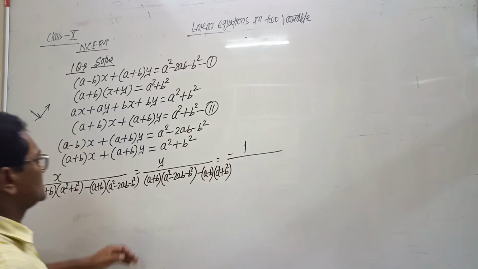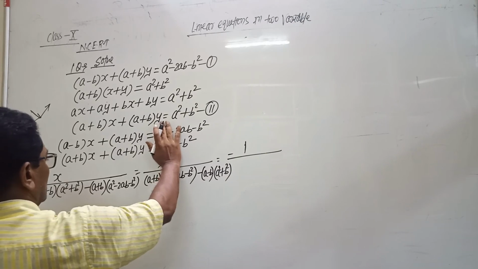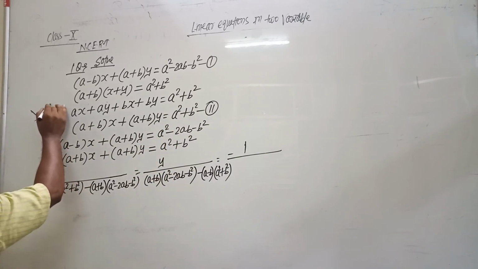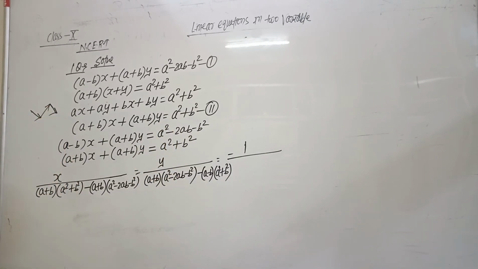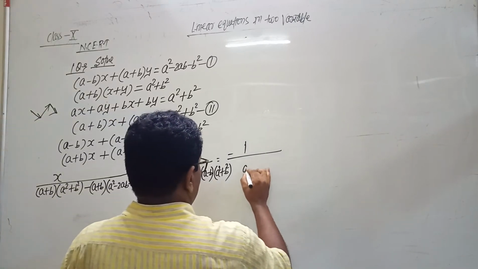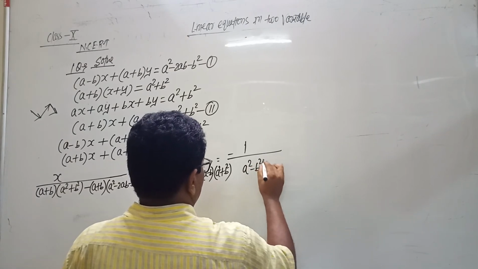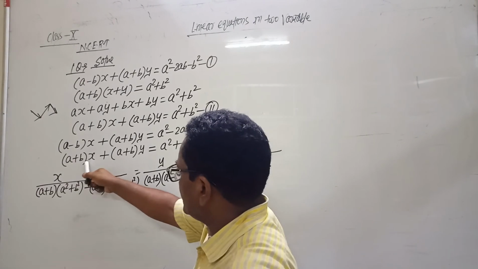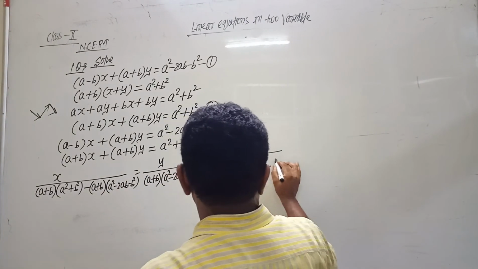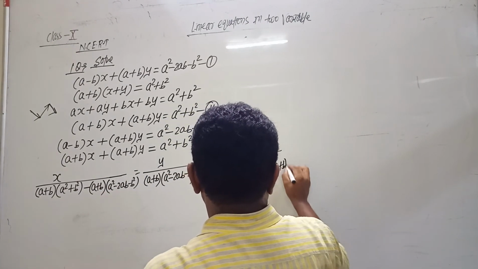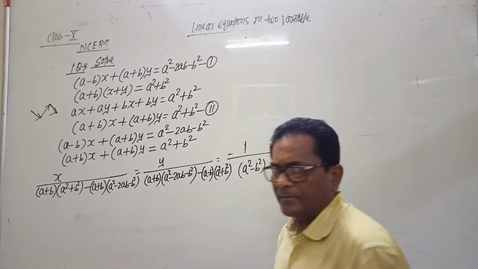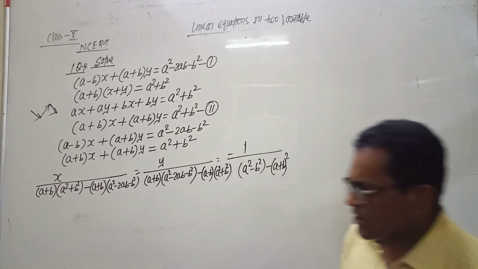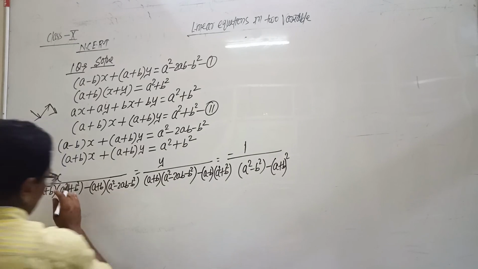When we take minus 1, we make it closed, and the direction of multiplication is from top to bottom. First direction, (a minus b) into (a plus b). It gives a square minus b square and minus (a plus b) into (a plus b), the whole square. Now we solve one by one.